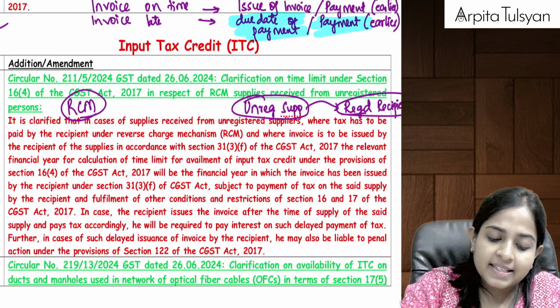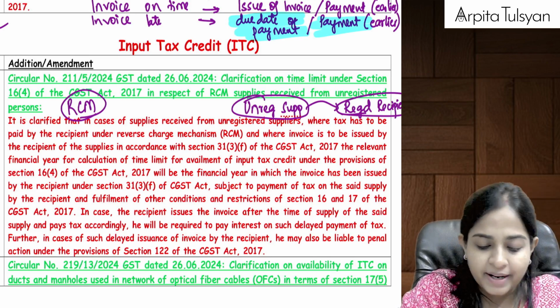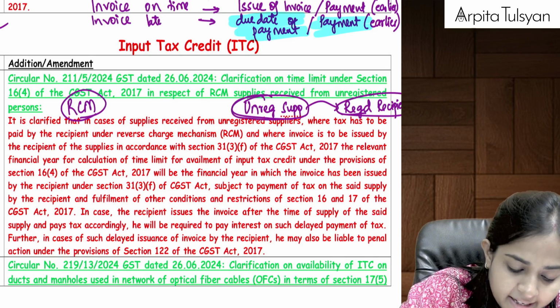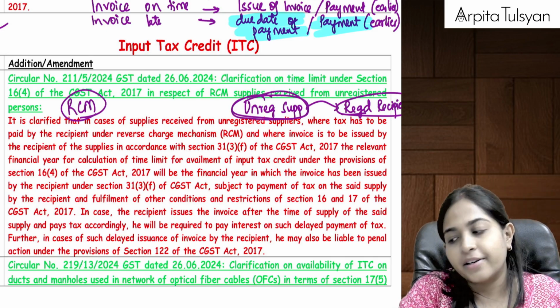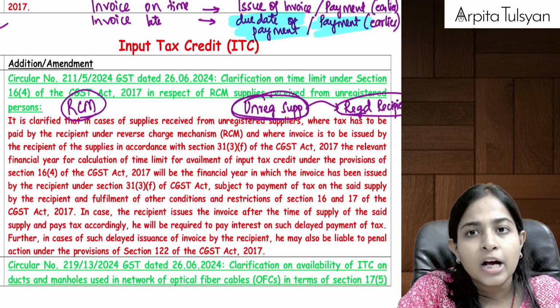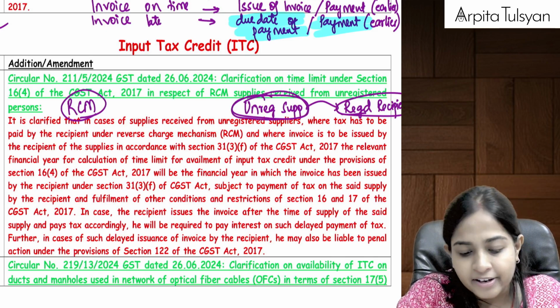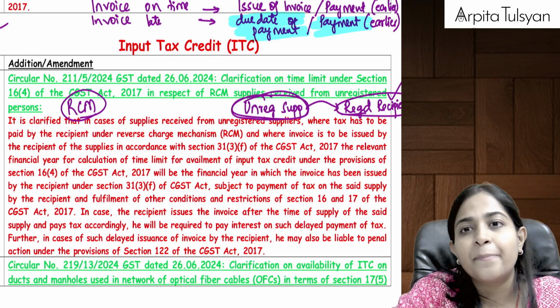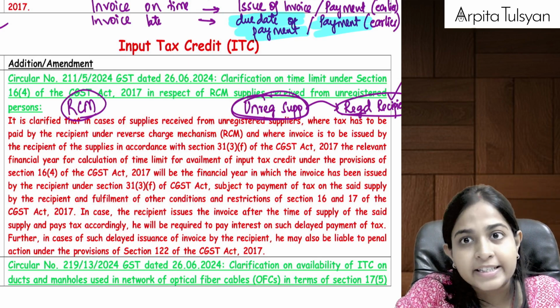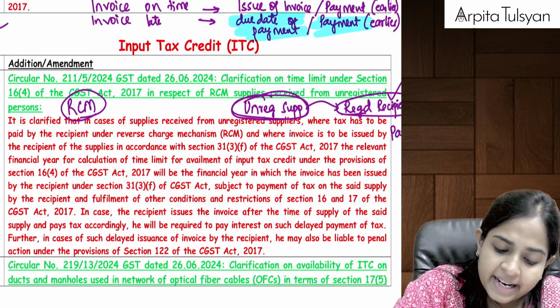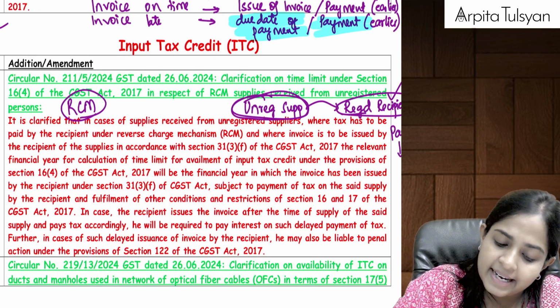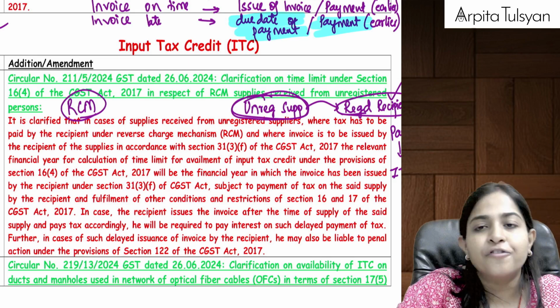Yes, that transaction will come under reverse charge mechanism. That is, the supplier is not required to collect any GST because he is unregistered, but the registered recipient is required to pay the GST on the same. After paying the GST on the same, it can take the ITC of the same.